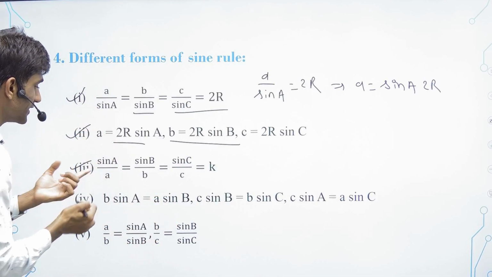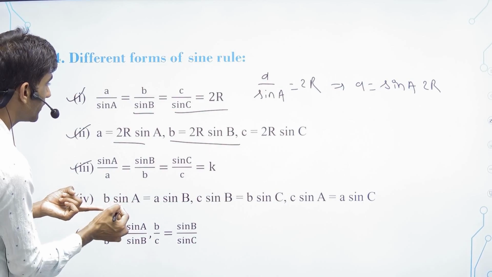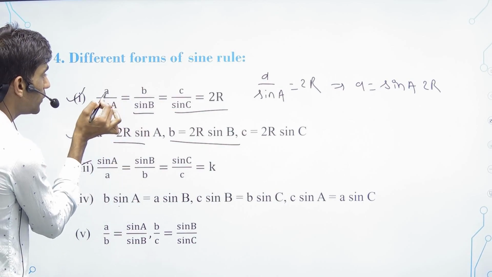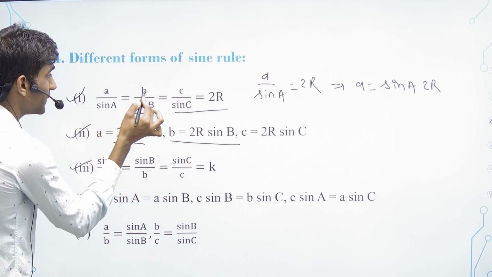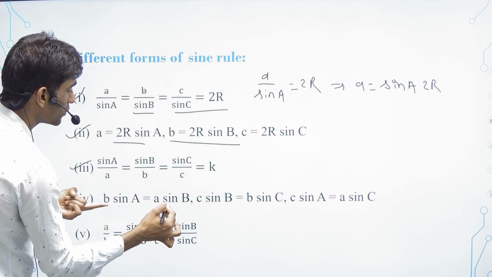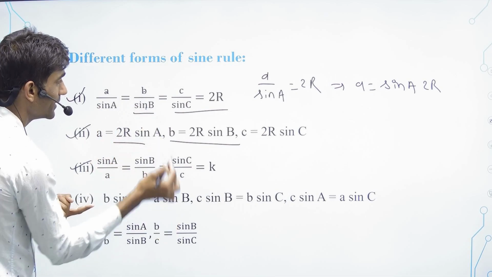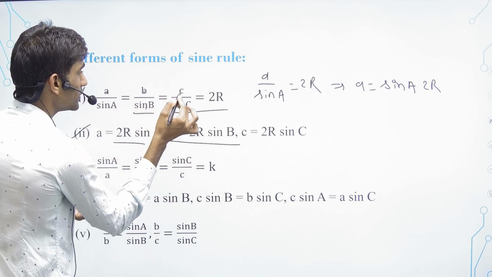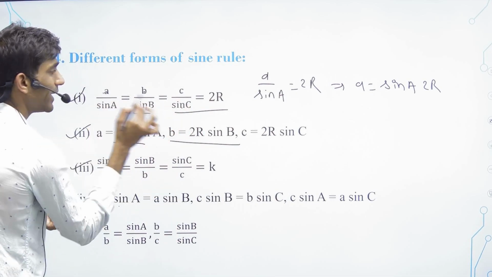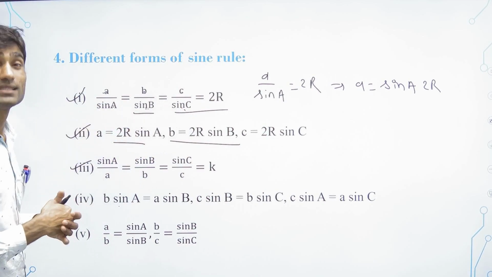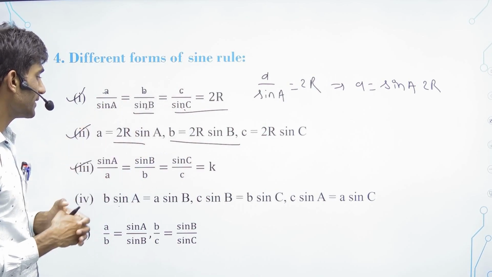Similarly, these 3 results you all have understood. Now for the third result, sine B into A is equal to B into sine A. Now we can see that A into sine B is equal to B into sine A. Similarly, B into sine C is equal to C into sine B, and similarly A into sine C is equal to C into sine A. So this is the next proof here.